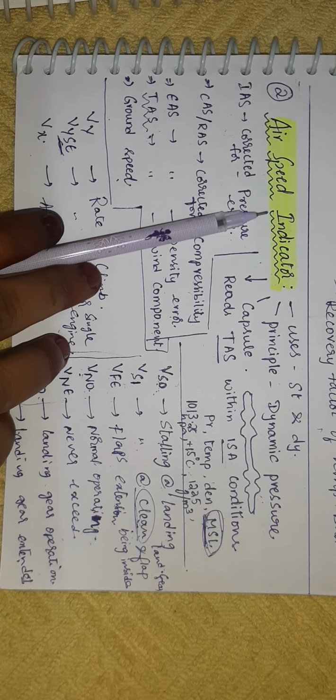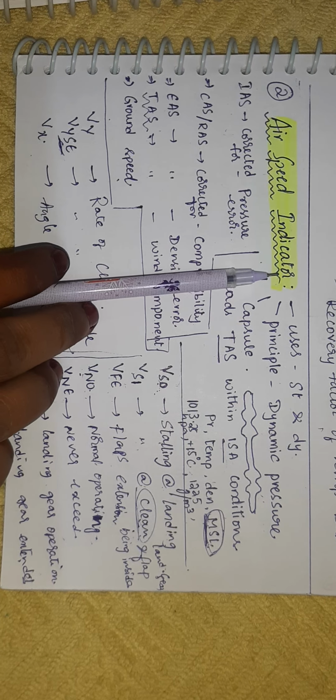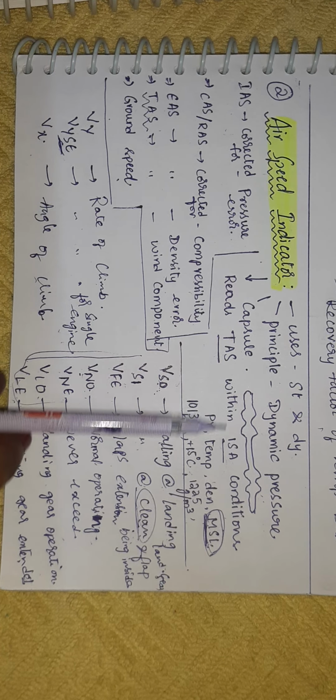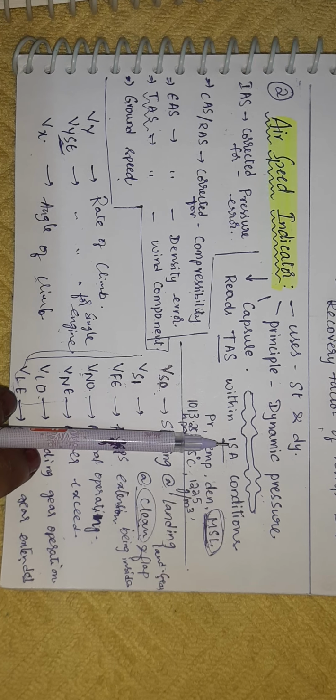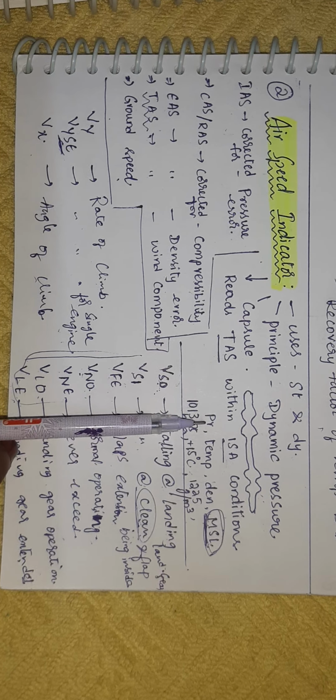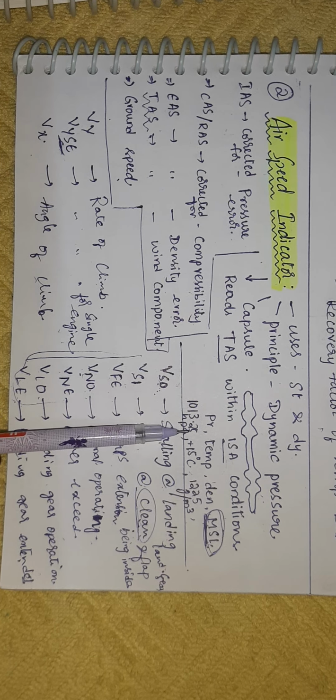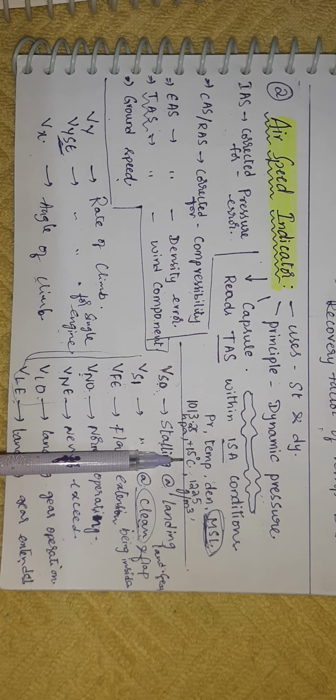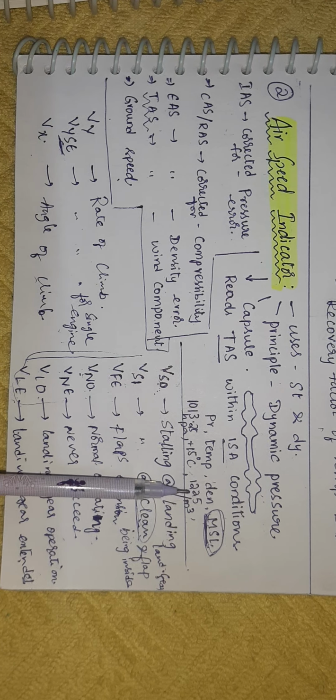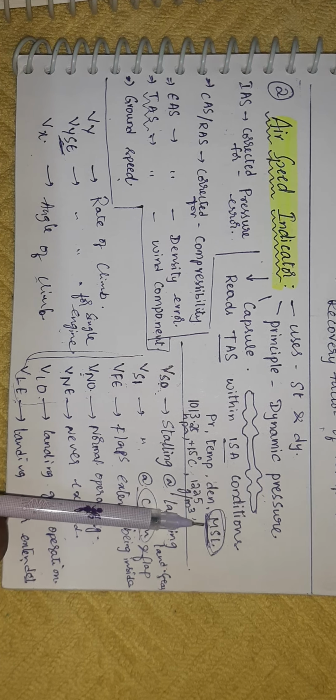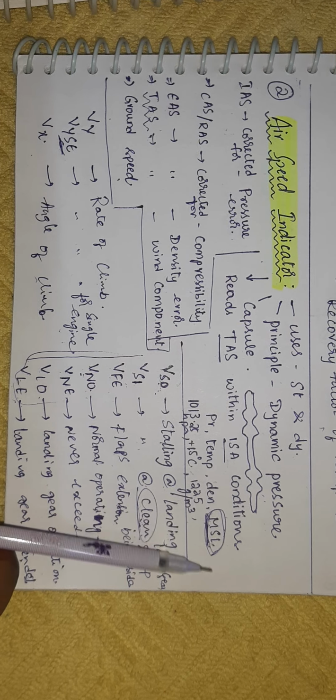What the airspeed indicator actually does is show us the true airspeed within ISA conditions. Now ISA conditions are as follows: pressure of 1013.25 hectopascals, temperature 15 degrees, density 1225 grams per meter cube, and this is at MSL, mean sea level.